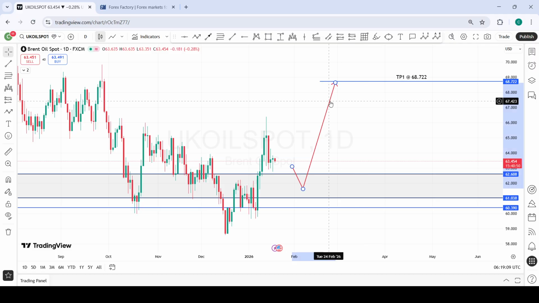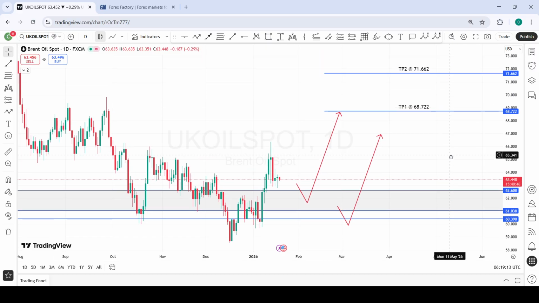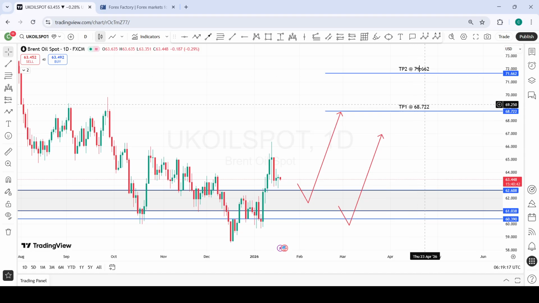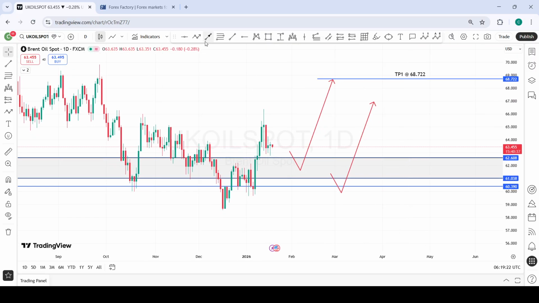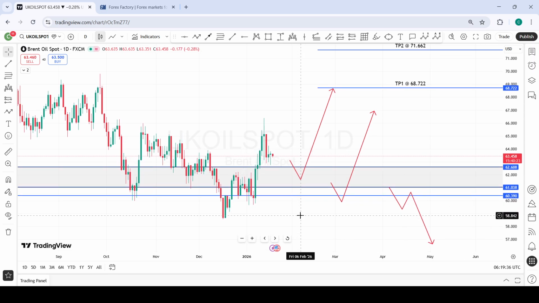Should price pull back a bit deeper to the second zone here and give us buying opportunities, we'll still be interested in taking the buys to the upside. So these are our various TPs we have for Brent crude oil for the coming week. Should price break below these structures, and it comes for a retest, then we know that Brent crude oil has shifted bearish. So we are currently very bullish on Brent crude oil.